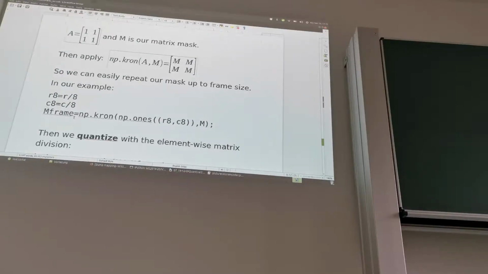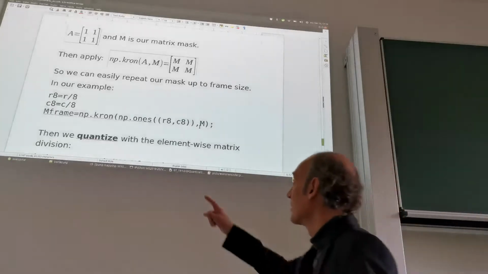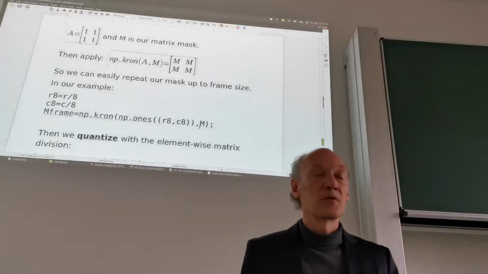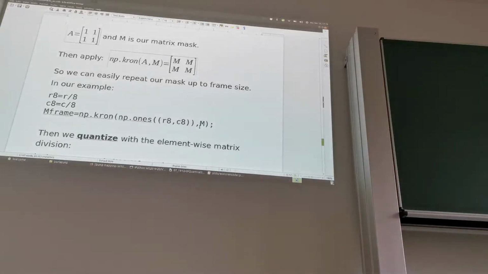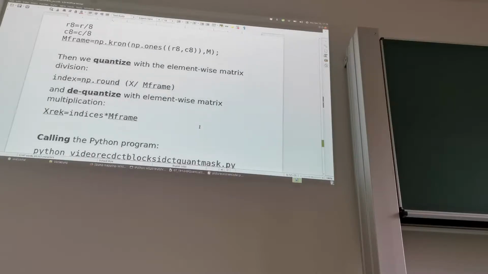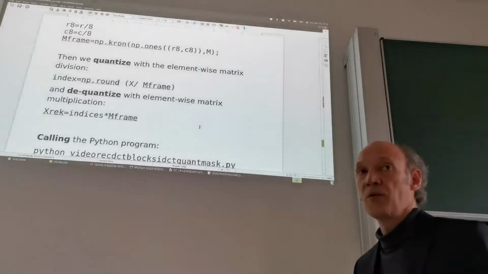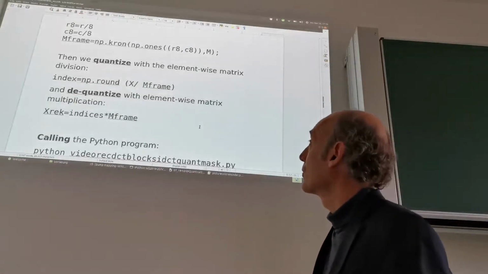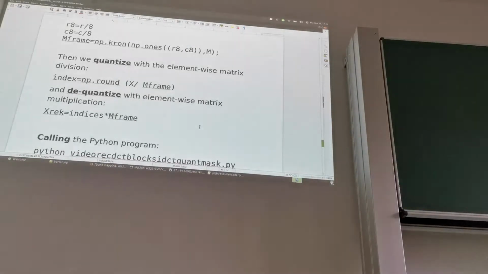Right, so here, the mask for the entire frame is np.kron of np.ones, this is the matrix A, times n. Each time we have a 1 in this matrix, in the first argument, we get a matrix M after this Kronecker product. Then MF is the same size as our frame, that's why I call it MF, F for frame. And then we can use the element-wise division and rounding to obtain our quantization index.